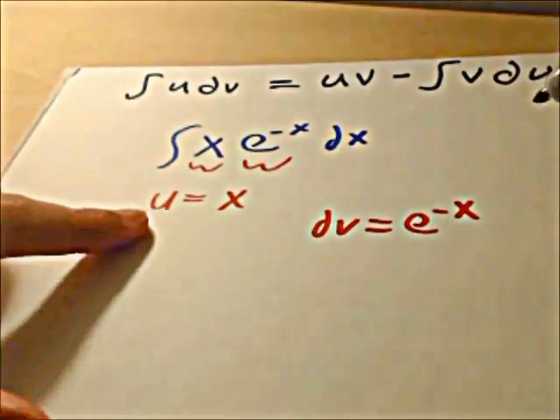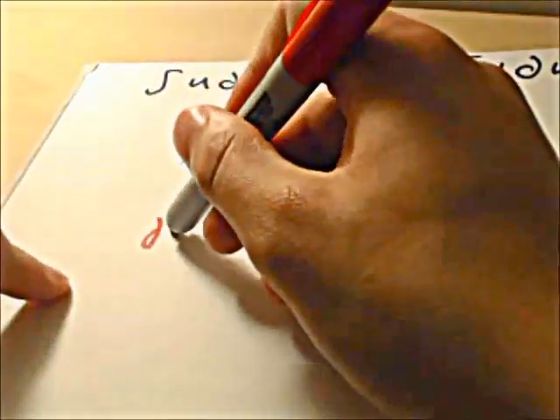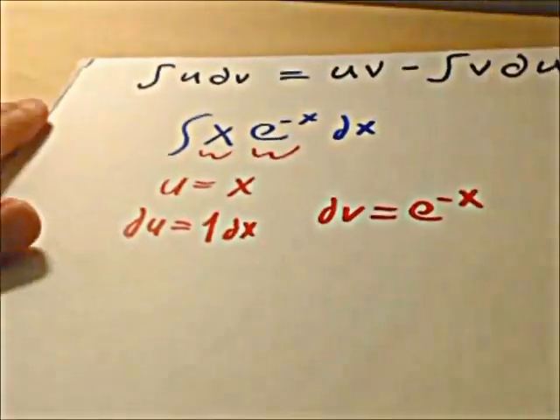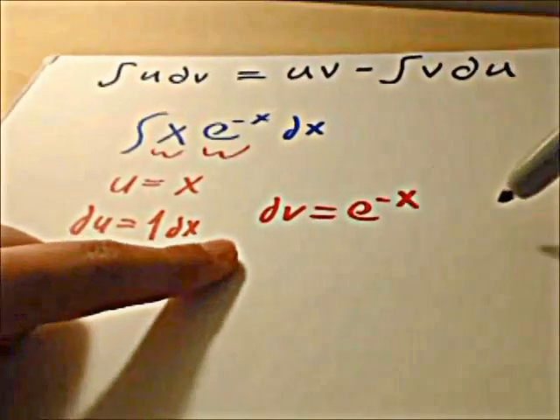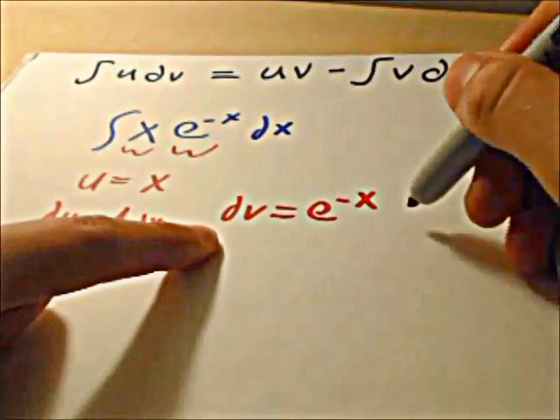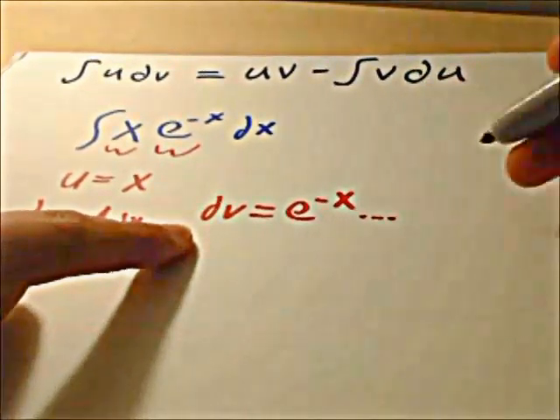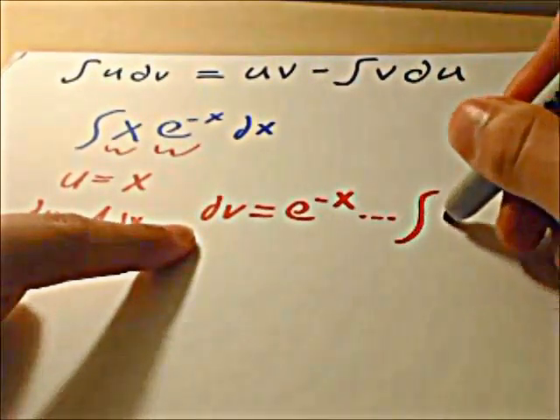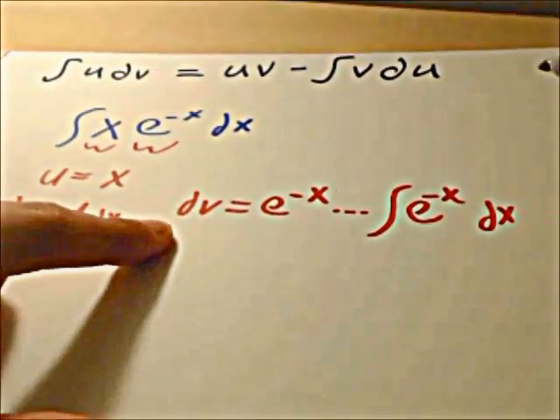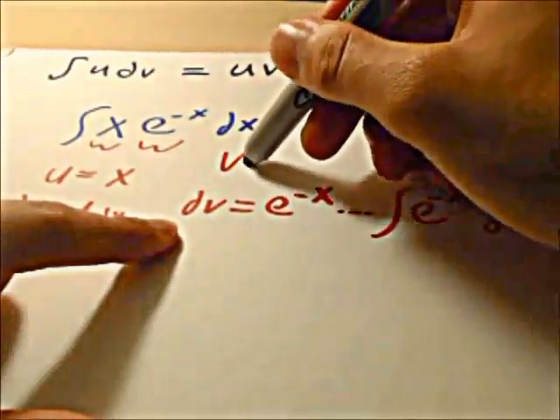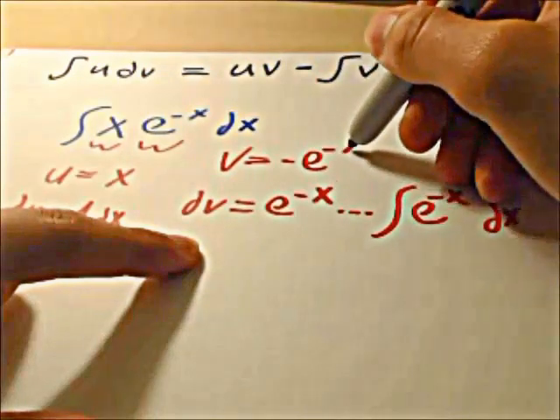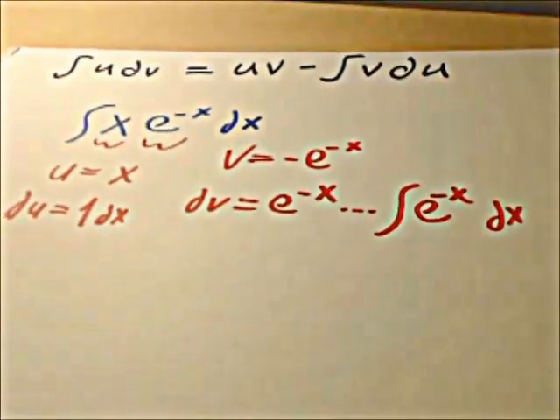Now what I'm going to do is take the derivative of u, du, which is simply 1 dx. The derivative of x is just 1. And because it's dv, we want v, so we need to integrate that. So just aside here, I'll take the integral of e to the power minus x dx. So v would be the integral of that. I think the integral of that would be minus e to the power minus x, right?